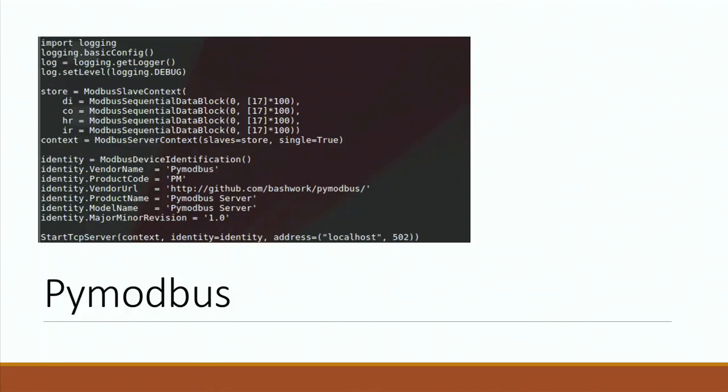The data store just sets up a number of registers for you so that you've got a place to read and write values from. And then the real guts of it is just that last line where you're starting up the TCP server to be able to communicate with. Now this one is set up to run on localhost. You can, of course, change that localhost value to run on whatever interface you've got, but you can see how easy this is. Now I've got a Modbus server on my network that I can communicate with.